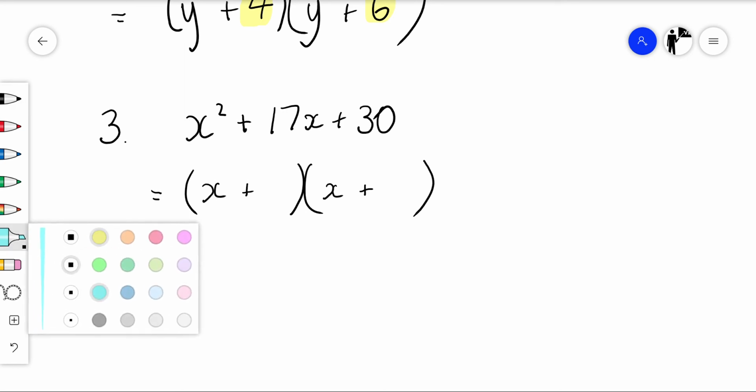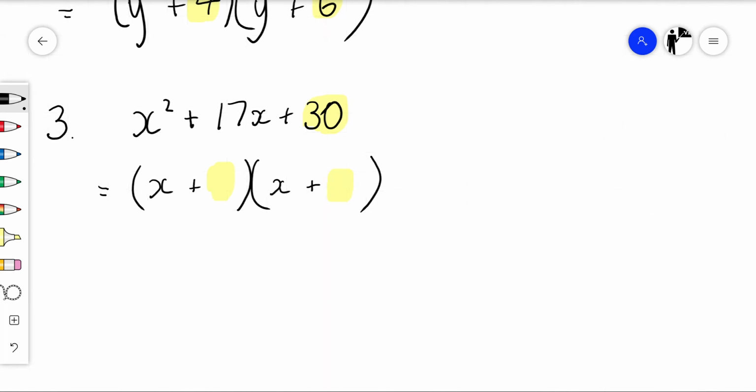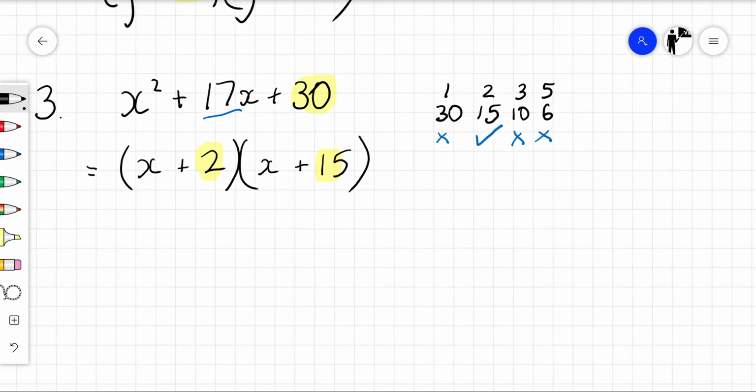Remember, these two numbers need to multiply to make 30. So let's write down some options to make 30. I could have 1 times 30, 2 times 15, 3 times 10, and 5 times 6. So I've got 4 options here. I choose the option that when I add them, I get 17. So this doesn't make 17, this does. So therefore my brackets are going to be x plus 2, x plus 15.